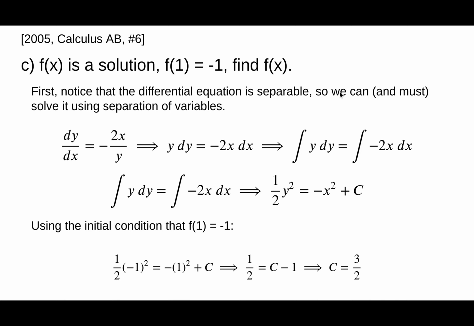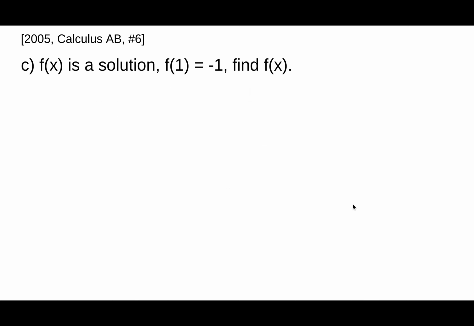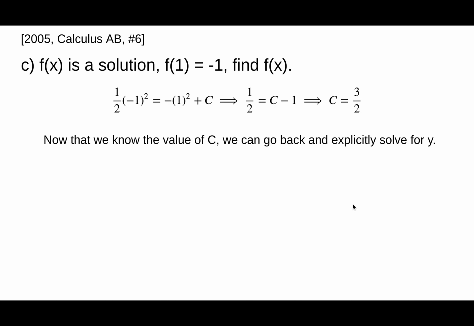So for this specific initial condition, we would use the value c equals 3/2 in this equation right here where we have the plus c. Continuing with c equal to 3/2, we can now go back and explicitly solve for our function y. We know 1/2 of y squared is equal to negative x squared plus 3/2. If I multiply both sides by 2, we get y squared equals negative 2x squared plus 3.